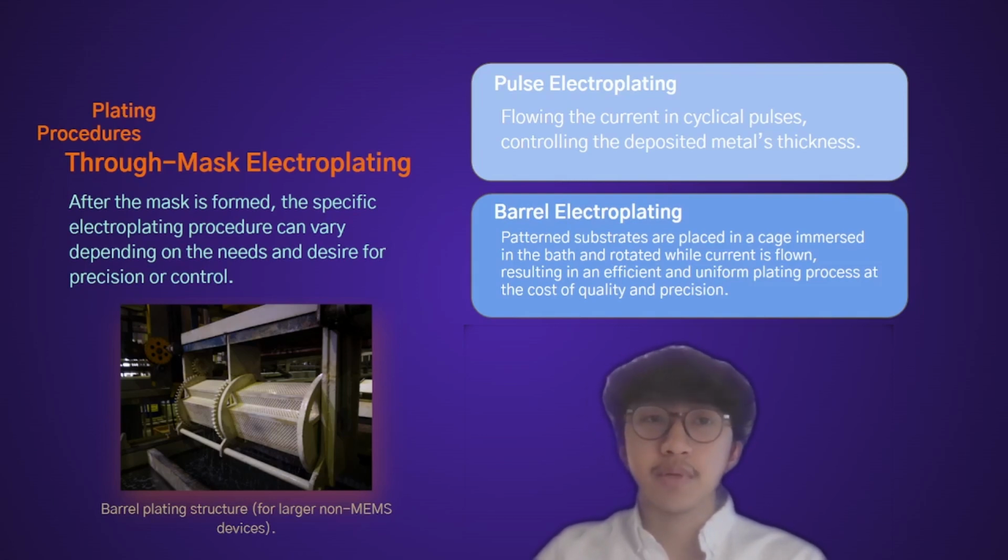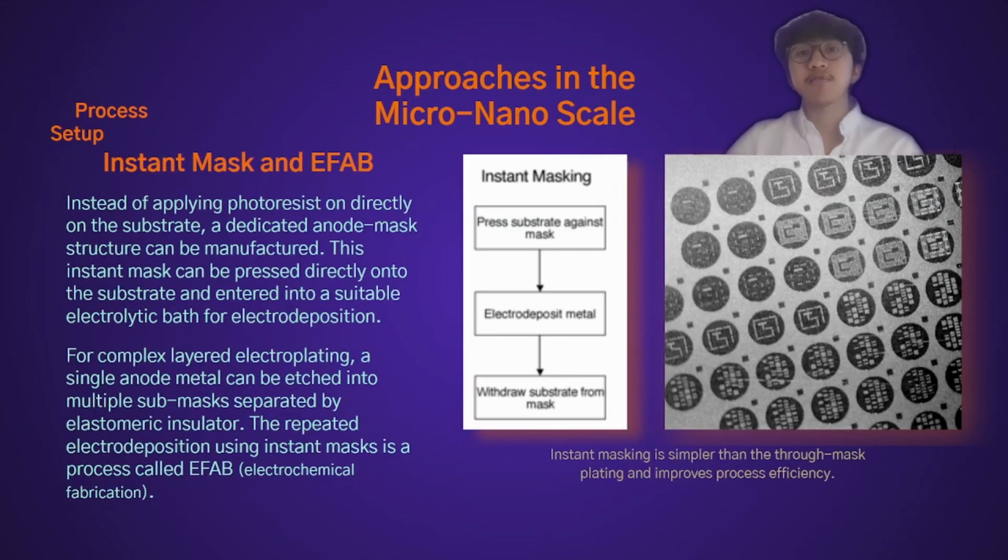After creating the necessary masks, the actual electroplating procedure can be adjusted based on our needs, one of which is using pulse electroplating, where instead of directly flowing the current for a set duration, we cyclically pulse the current in an alternating fashion to allow for precisely controlled deposition. The setup may also be changed by using barrel electroplating, where we use a barrel cage such as the one shown in the picture, albeit at a smaller scale, and the current flows through the barrel cage while the barrel is being rotated and immersed in an electrolytic bath to produce an efficient and uniform plating process at the cost of quality and precision.